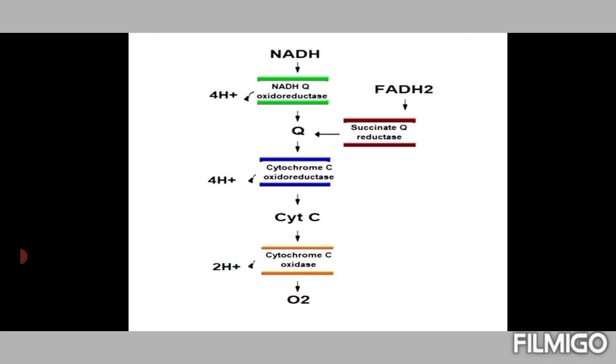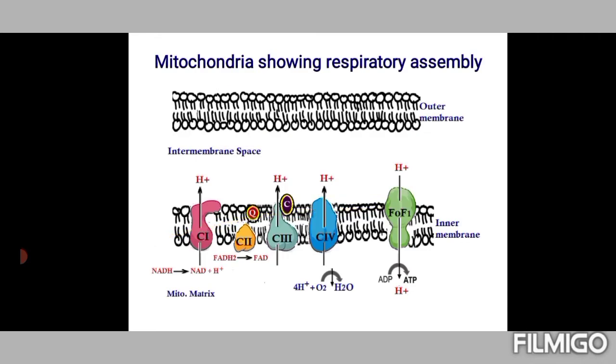So these processes can be seen in detail here, and this is mitochondria showing respiratory assembly. This is the outer membrane of mitochondria, and this one is inner membrane, and this is the intermembrane space. So all these have significance in the process of electron transport and oxidative phosphorylation. And this part is the mitochondrial matrix. Now, the molecules in the electron transport chain are arranged as per their redox potential. That we will discuss in detail in coming slides.